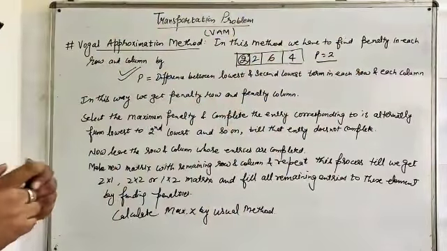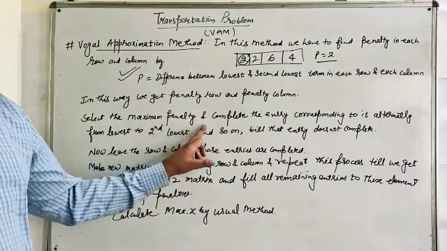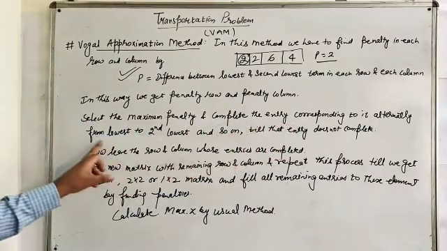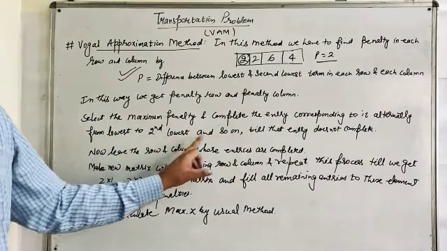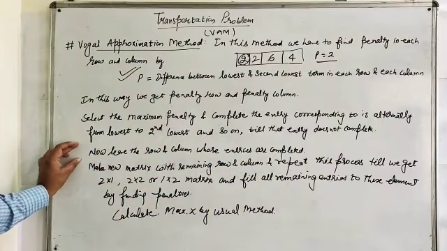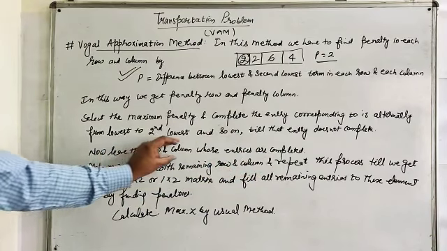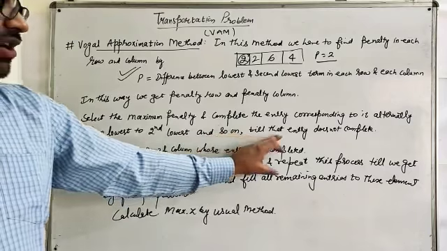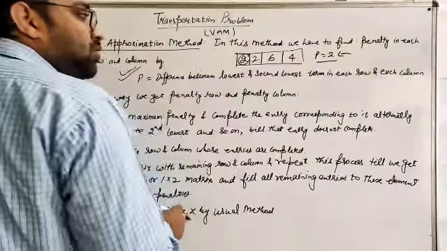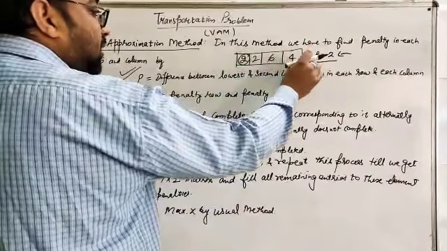And in this way, we select the maximum penalty and complete the entries corresponding to it, alternately from lowest to second lowest and so on, till the entries are completed. Now leave the row and column whose entries are completed. That is, if this is the maximum penalty, then we have to fulfill all the entries of this particular row.